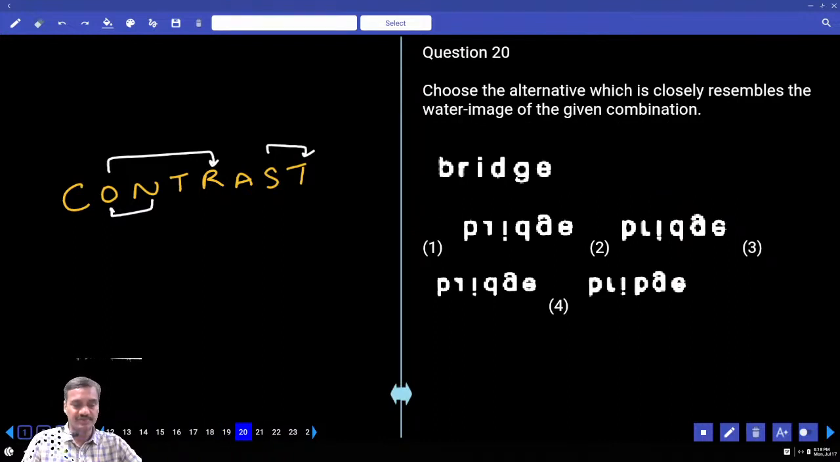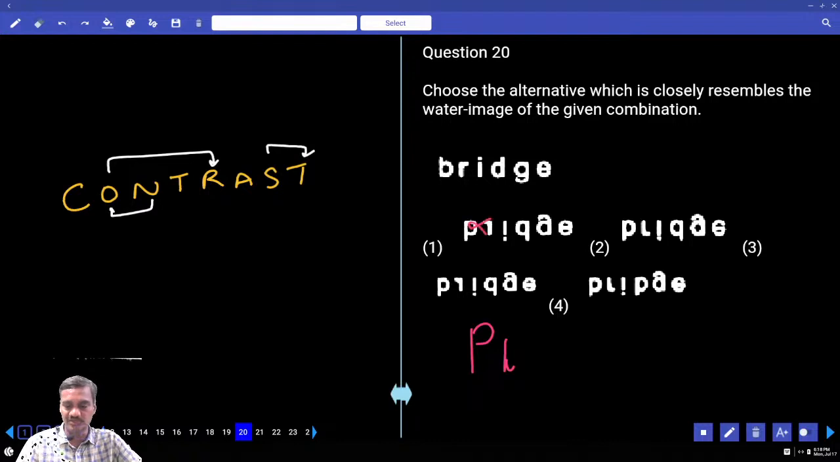Then the next one, 20th. In this question number 20, choose the correct option which closely resembles the water image. Water image means from top to bottom. Now this B will be like this, isn't it? And this R will be like this, in the water image. Now tell me what is the answer here.